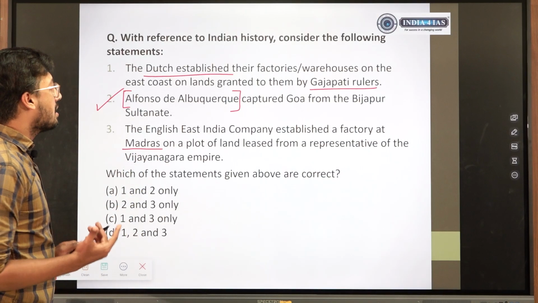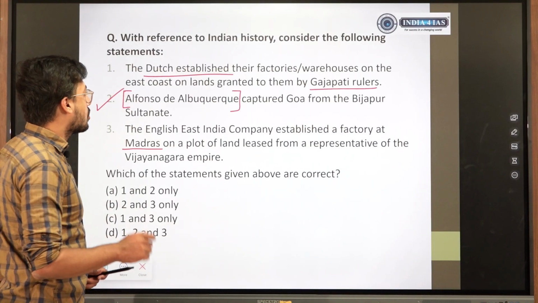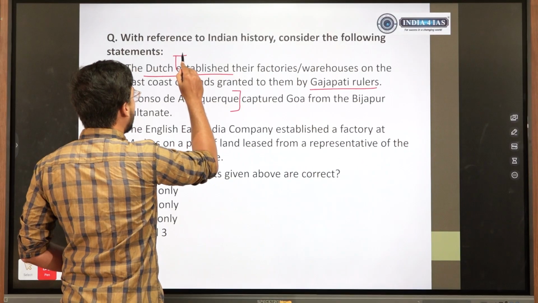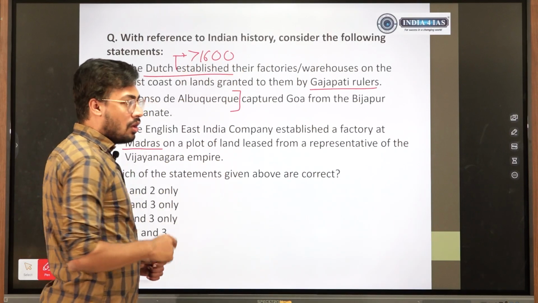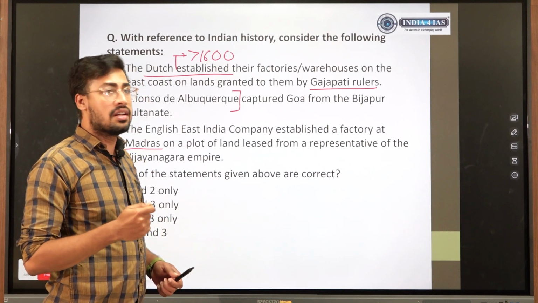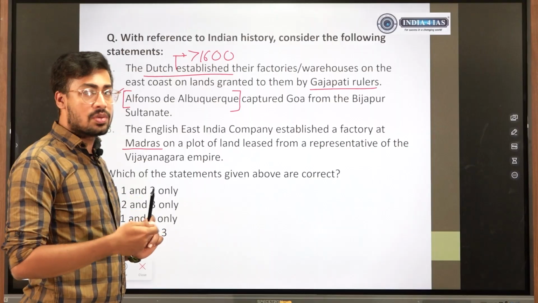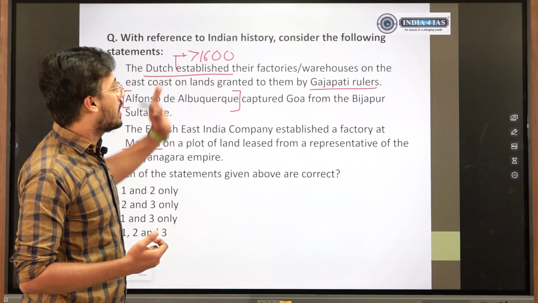2 na ಹೇಳ್ಬೋದು, 1 ಮತ್ತೆ 3 ಹೇಳ ಸ್ವಲ್ಪ ಕಷ್ಟ. So timeline becomes very, very important to answer this question. See, the Dutch establishment happened after 1600. First the English came, Captain William Hawkins in 1600, and the Dutch establishment of a factory happened around 1602, I guess. So ಇದು 1600 ಆಮೇಲೆ ಆಗಿರೋದು.